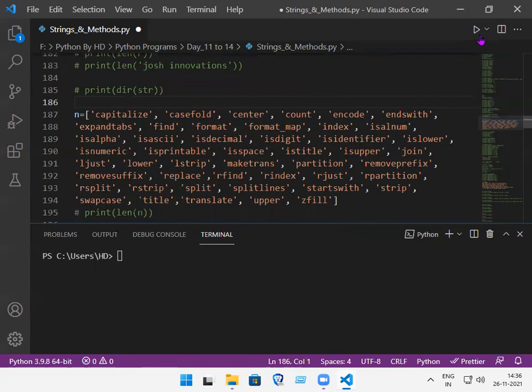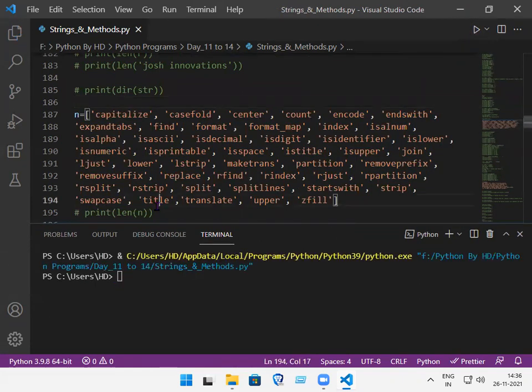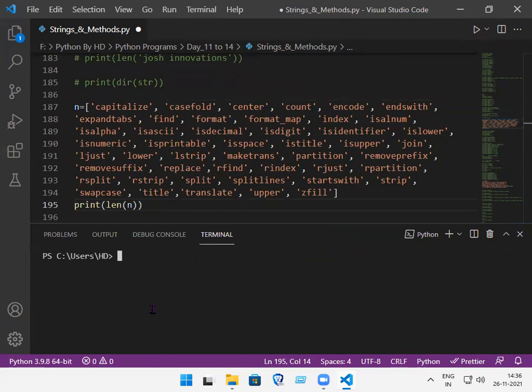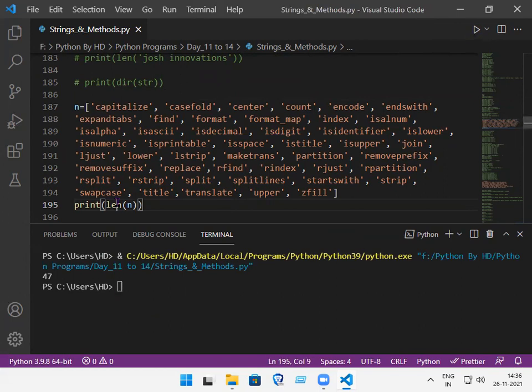After going home, you can count once again. But we have Python there, na? So after print, length of n, and in variable n I'm storing all the things. Again, I'm trying to count. How much are there totally? 47.